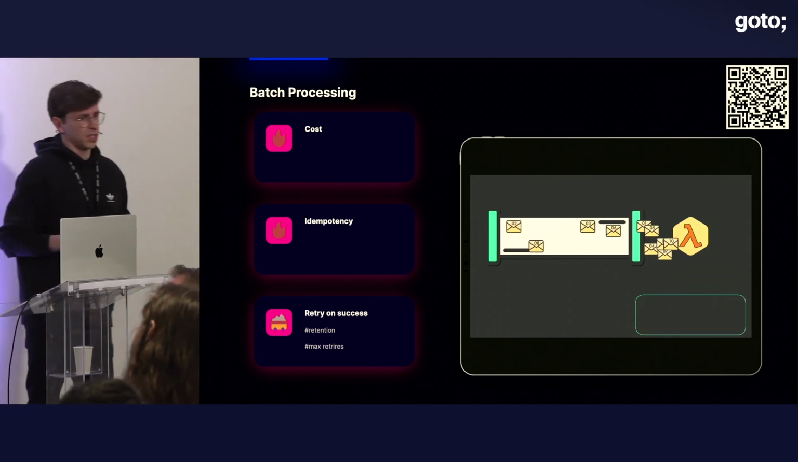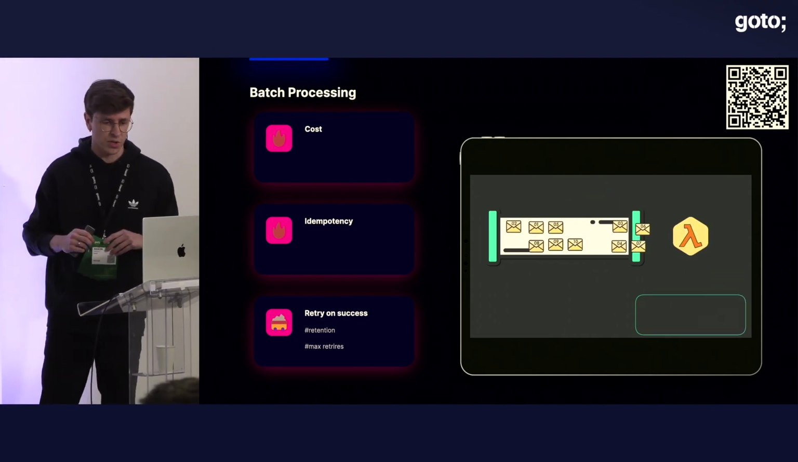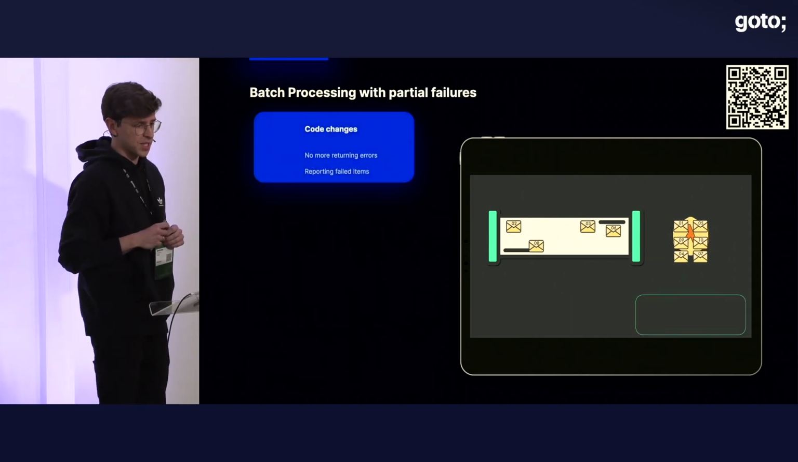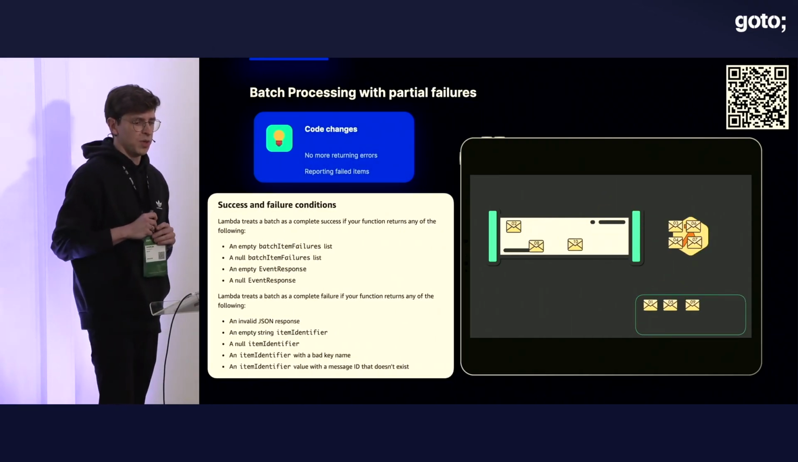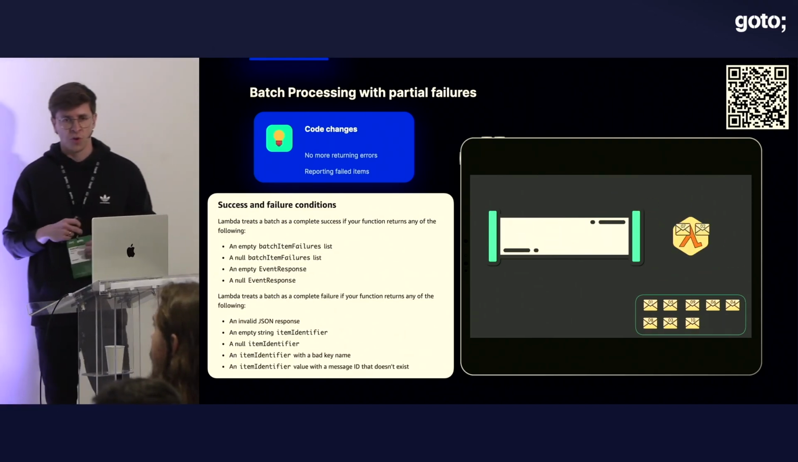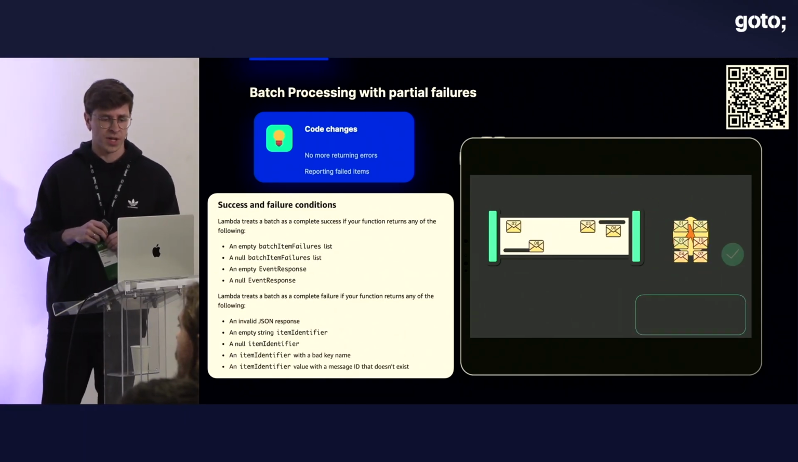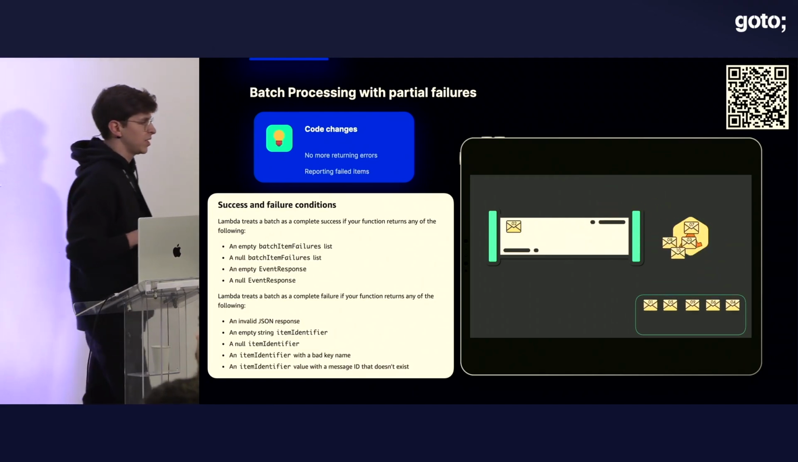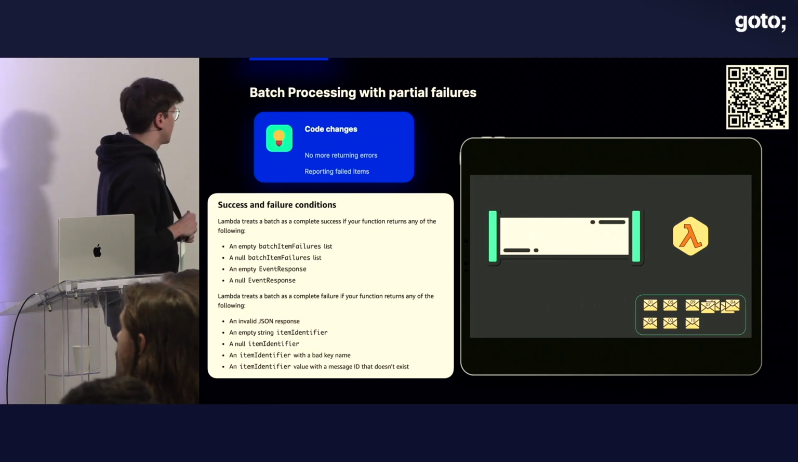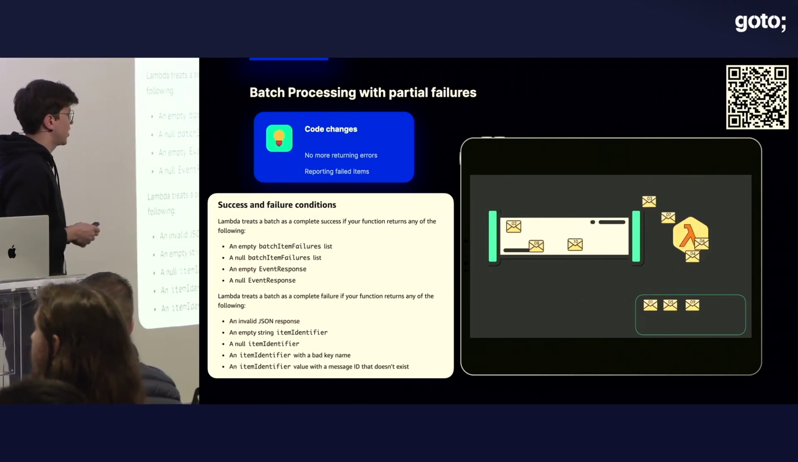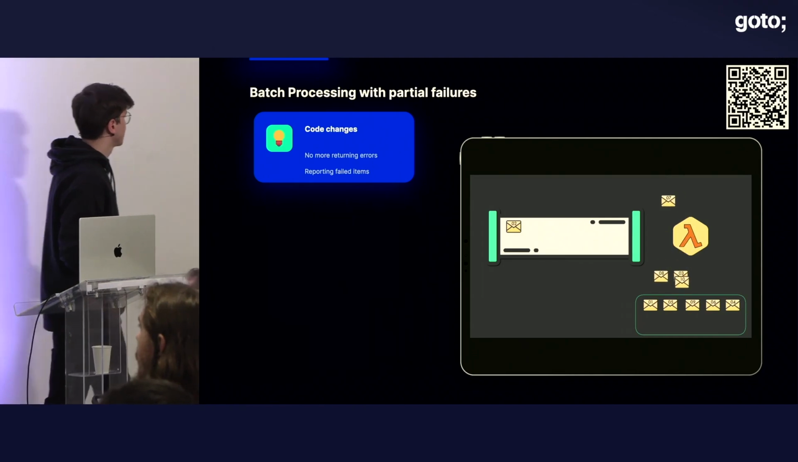Idempotency is always important in event-driven architectures. If you don't have idempotency in this kind of situation, it will be really bad for your system. So what we can do in that case is switch to partial failures. We are no longer returning errors from our handler. We are reporting failed items. There is a contract that you have to follow that is given to you by the event source mapping. If you break it, then the whole batch will be calculated as a success or a failure.